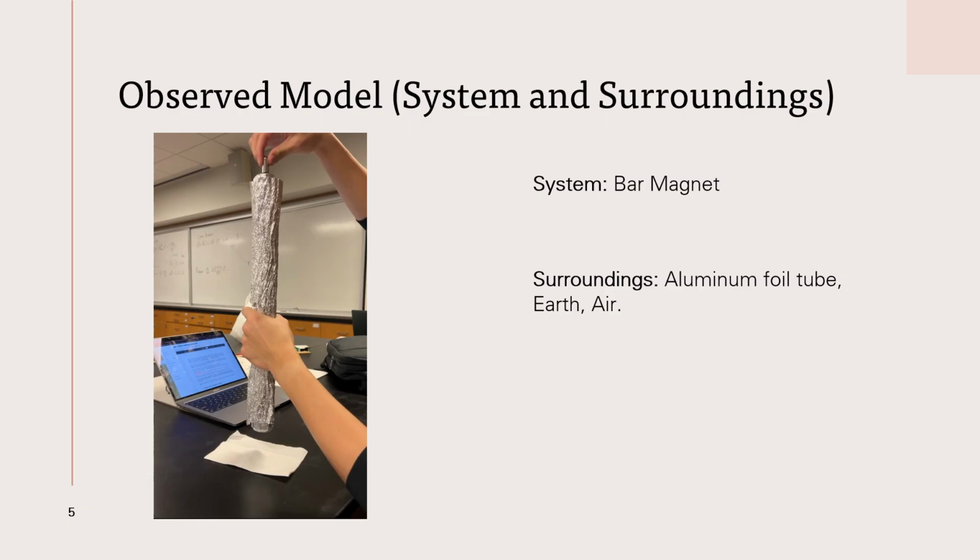To formulate our computational model and explain our experimental results, we first made clear what the system and surroundings of our experiment were. The system was identified to be the bar magnet, and the surroundings were everything that acted on the bar magnet, which included the aluminum foil tube and the Earth.